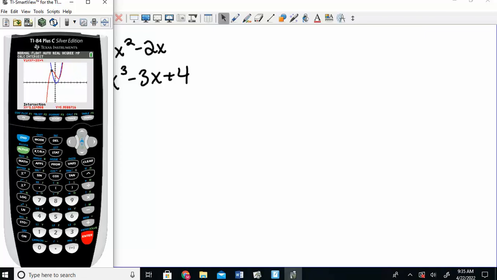Okay, number 5, intersect. Then it's gonna ask you questions. It says first curve, just hit enter. Then it'll say second curve, just hit enter. And then it asks for a guess. So go close to that first point we're looking for.